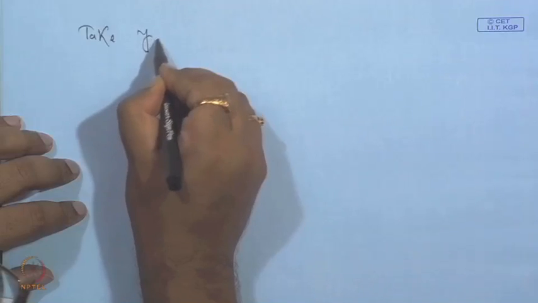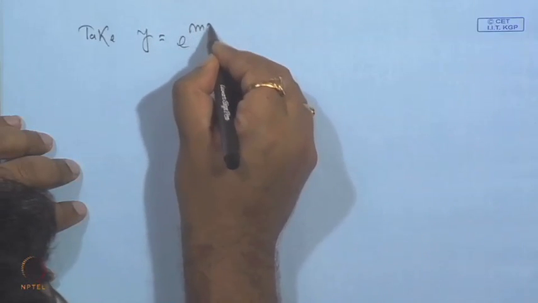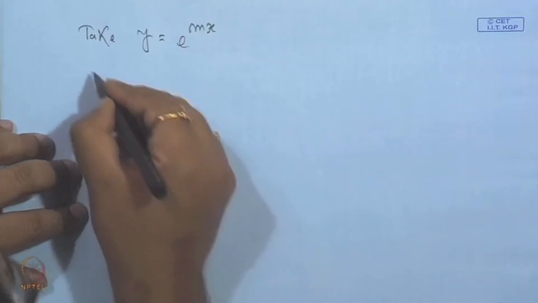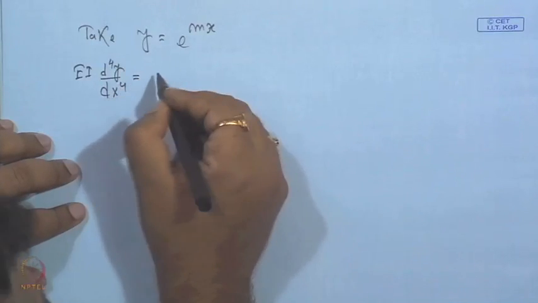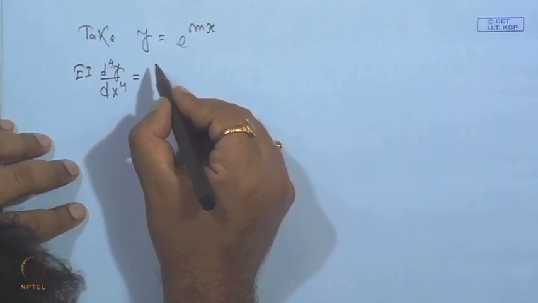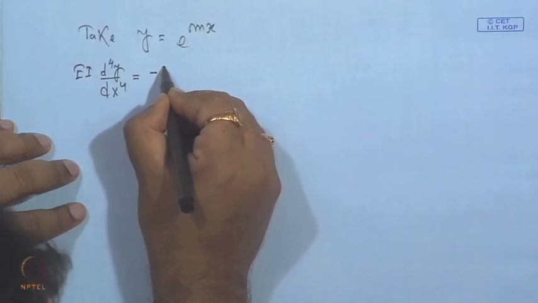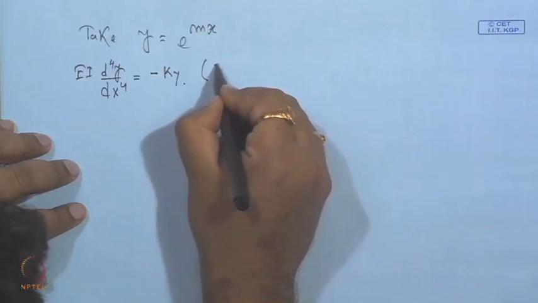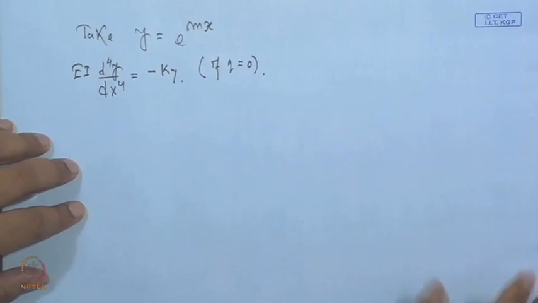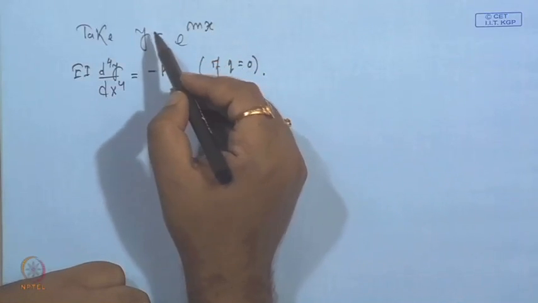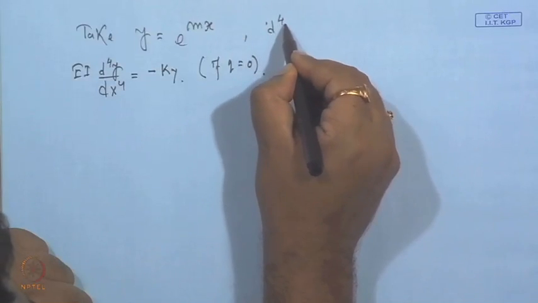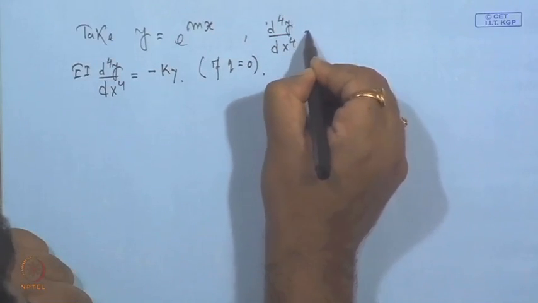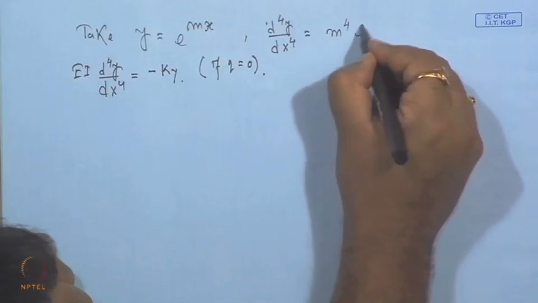Now, once we take y is equal to e to the power m x, then we have the expression E I d to the power 4 y d x to the power 4 equal to minus k into y if q is equal to 0. So, now if we differentiate this y 4 times, then we will get d to the power 4 y d x to the power 4 that gives you m to the power 4 e to the power m x.